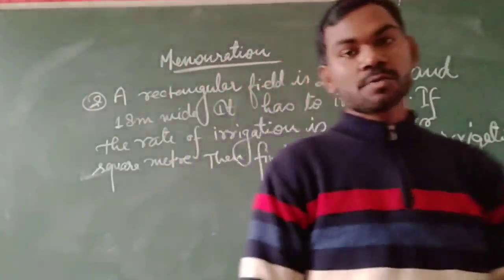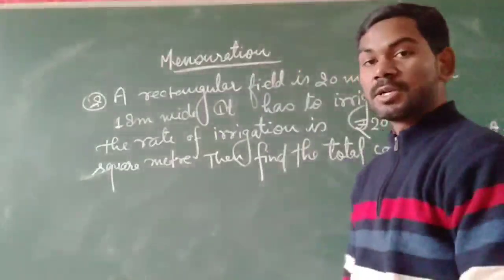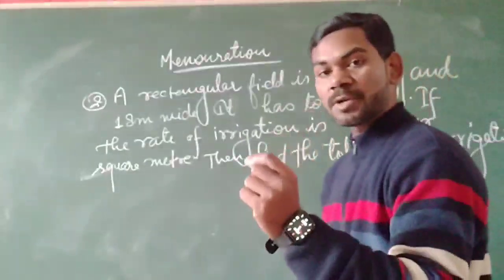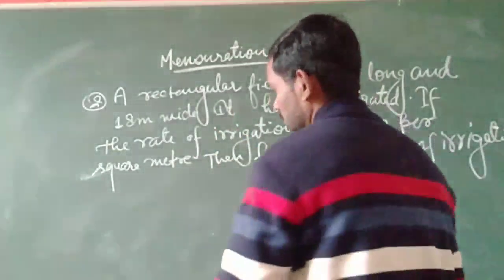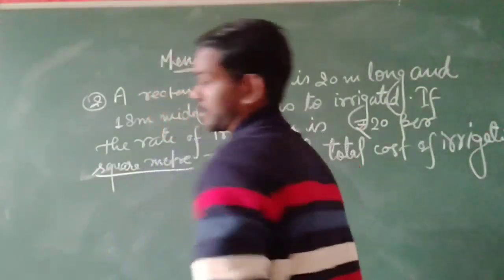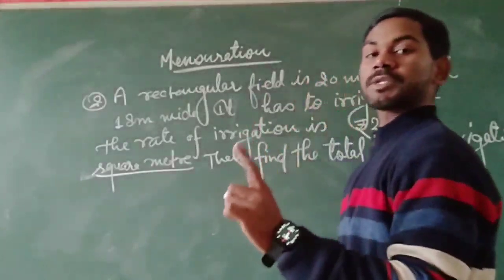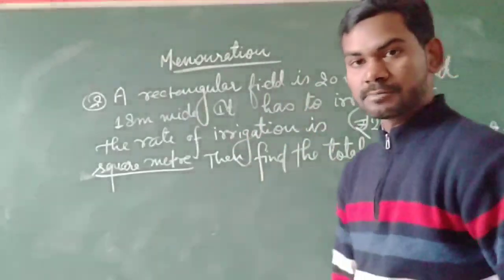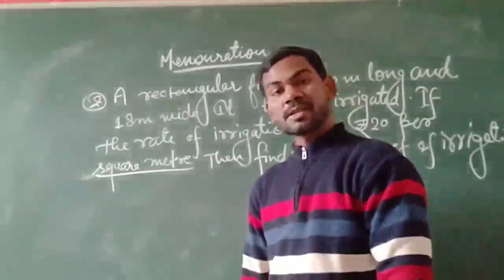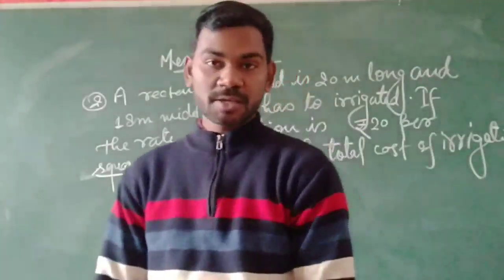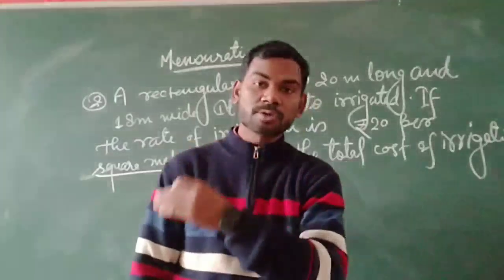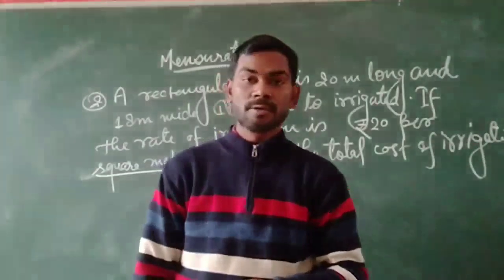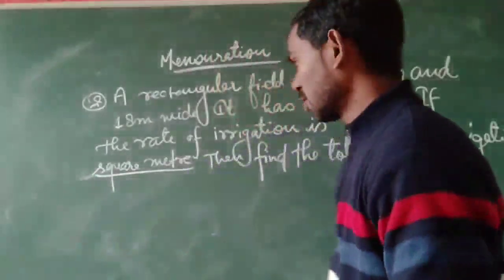Now let's see what we have to find in this question. Since the rate is given with the unit of square meter, in this question we have to find out the area. After getting the area, when we multiply the area with the rate, we get the total cost of irrigation. So now let us solve the question.